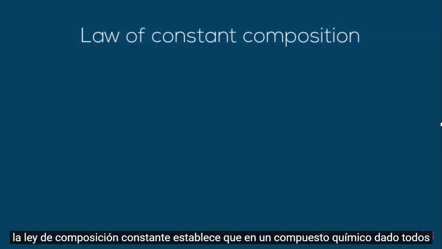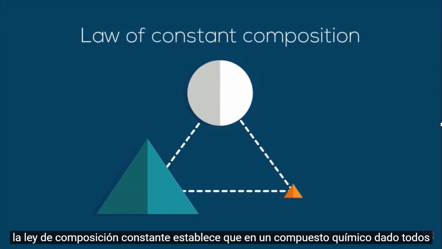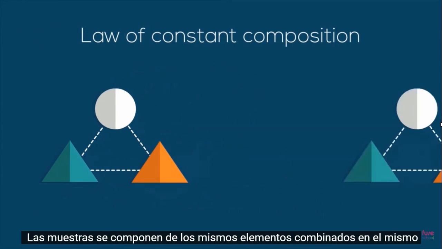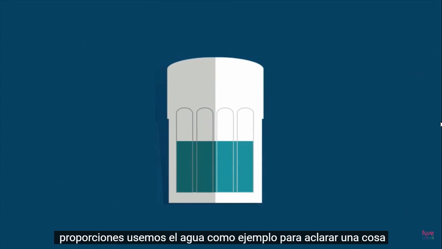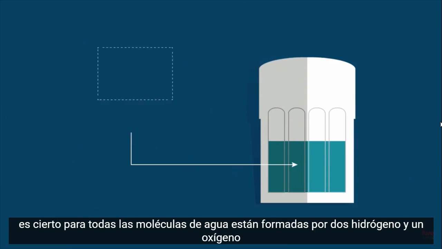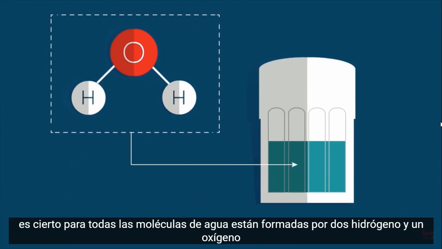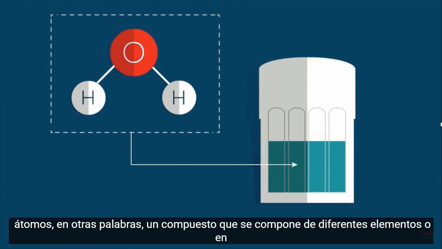The law of constant composition states that in a given chemical compound, all samples are made up of the same elements combined in the same proportions. Let's use water as an example to make this clearer. One thing is true for all water molecules. They are made up of 2 hydrogen and 1 oxygen atoms.